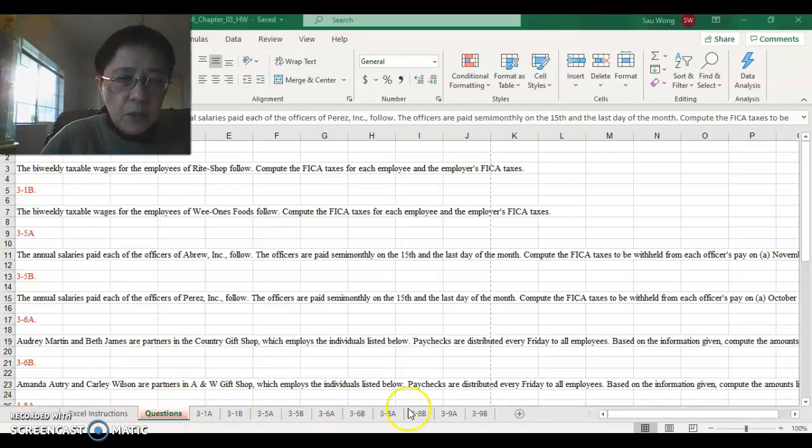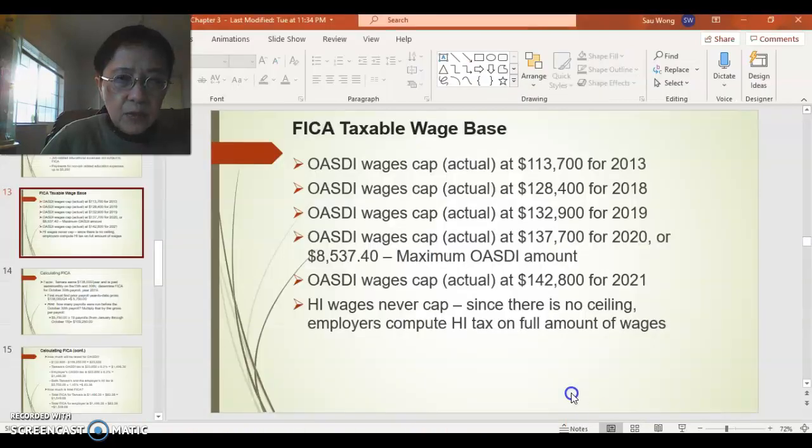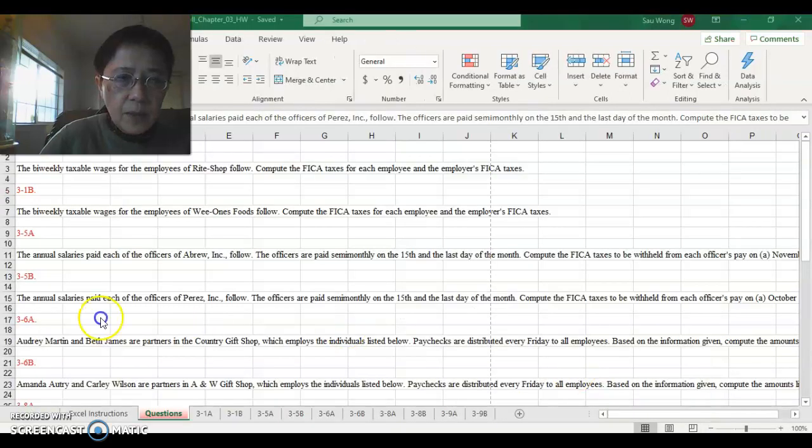Before we go through every single question, we'll look at our PowerPoint slide first. FICA consists of two parts. One is the OASDI wage cap. One is the HI Medicare. For the homework purposes, we use the 2013 cap for OASDI, which is 113,700. Okay, 113,700.